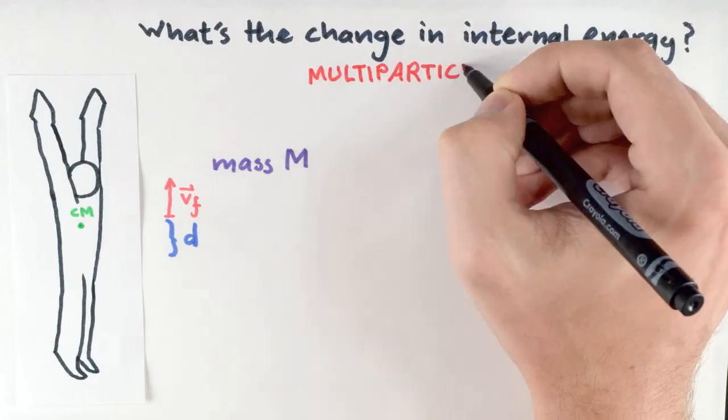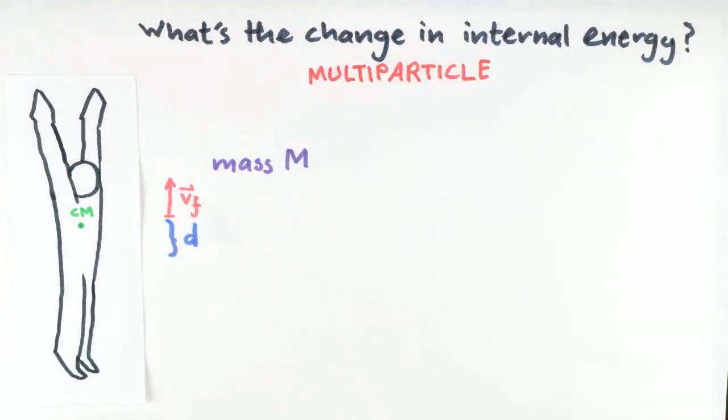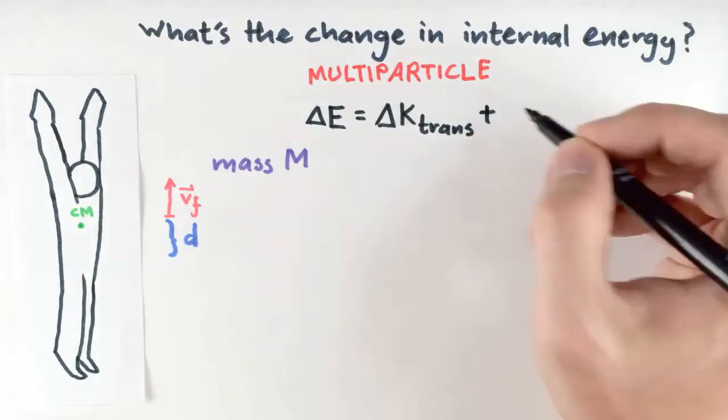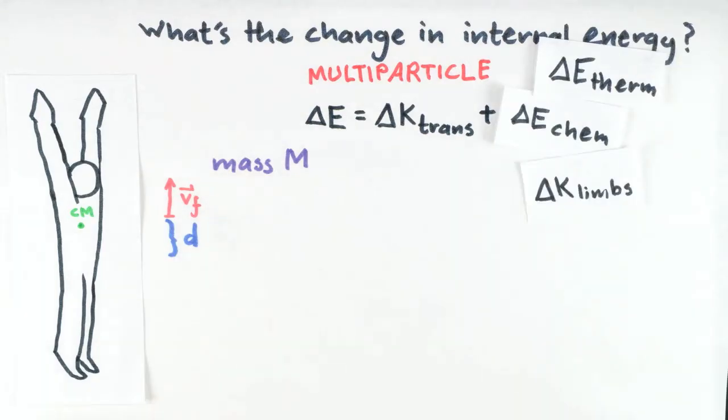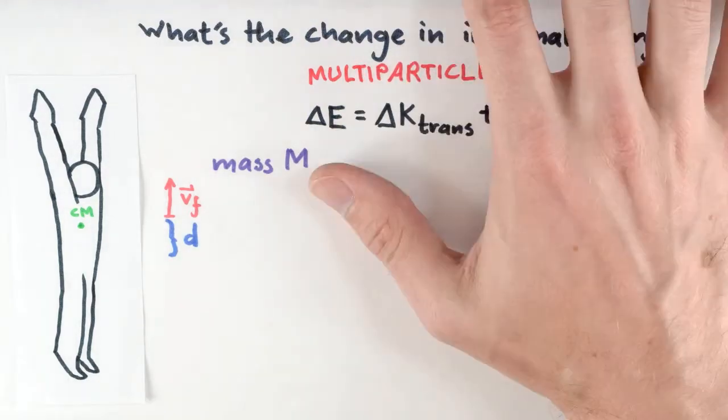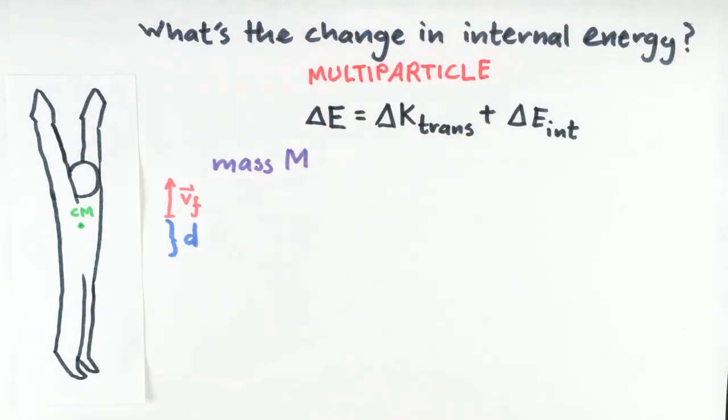Now we can return to the full multiparticle system and apply the energy principle. In the real system, there are more changes in energy than just translational. The jumper's metabolism involves chemical energy changes and thermal energy changes. The movement of the jumper's limbs involve kinetic energy changes that are separate from the translational kinetic energy change. We'll lump all these internal energy changes into one composite change in internal energy, which we're trying to find.